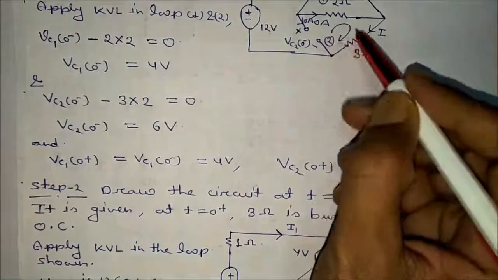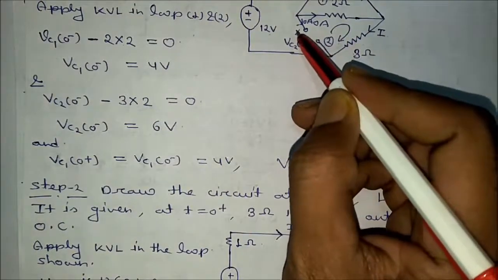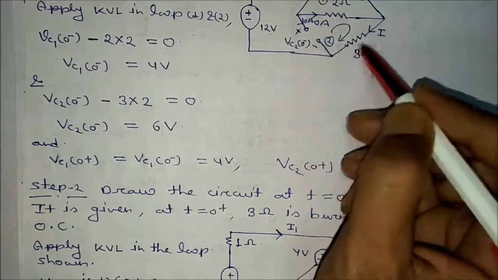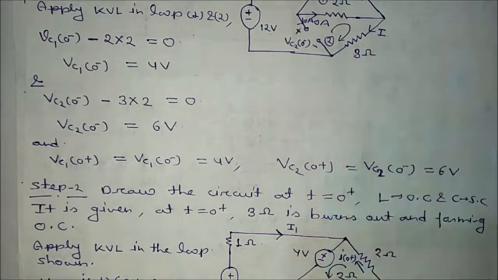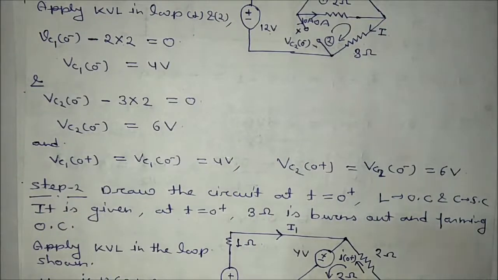Similarly, in this loop applying KVL, minus to plus VC2, this will be 0 volt, plus minus 3 into I, that is equal to how much? 2, that is 6 volt. So VC2(0-) is equal to 6 volt, and we know that VC1(0+) is equal to VC1(0-), that is equal to 4 volt, and VC2(0+) is equal to VC2(0-), that is equal to 6 volt.